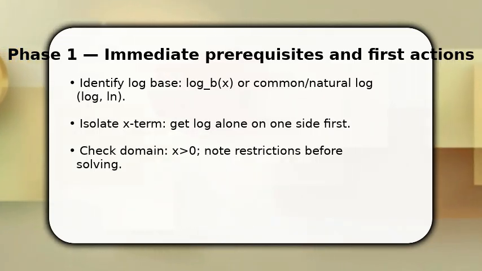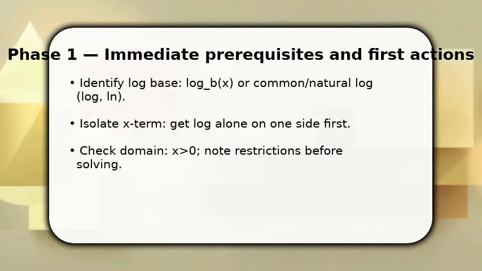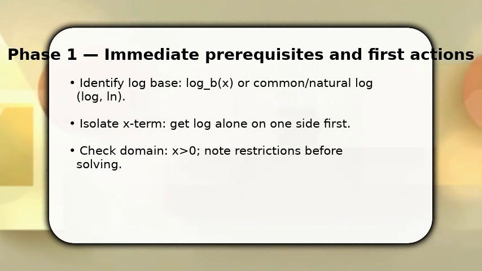Make sure to check domain restrictions immediately. Logarithms require x > 0, and any transformations must preserve that. By doing these first steps, you set up a clean path to apply inverse operations. This is the why behind every move, not just rote manipulation.